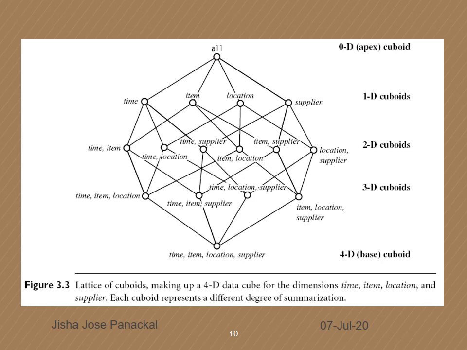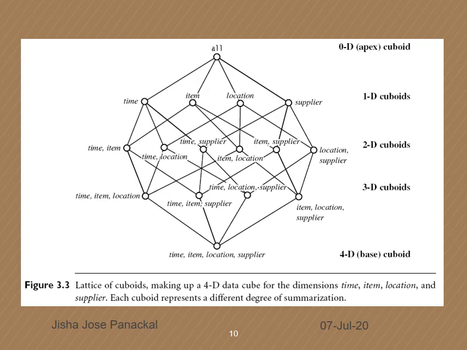This figure shows a lattice of cuboids making up a 4-dimensional data cube. See, from bottom to up we have the 4D cuboid, that is the 4-dimensional data cube with 4 dimensions that are time, item, location and supplier, which we have seen already. But we can view the data in different levels of summarization or different levels of abstraction.